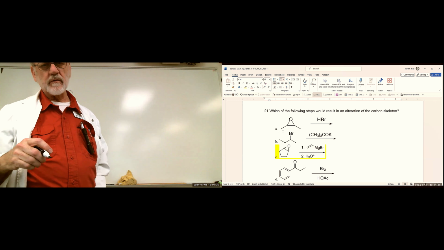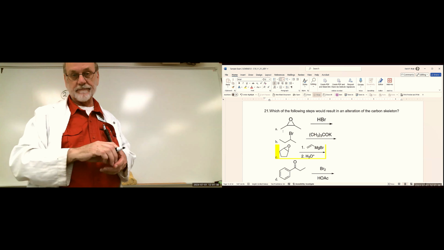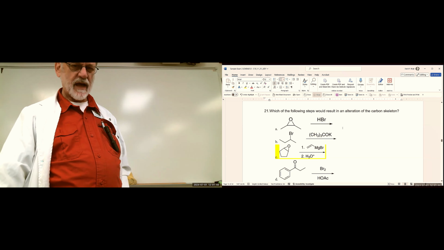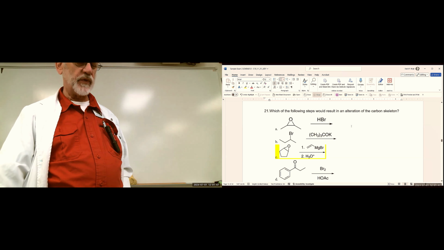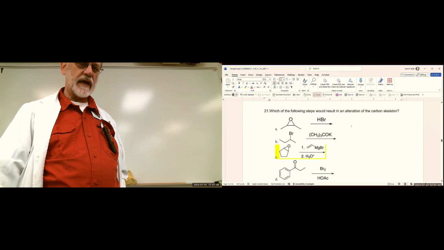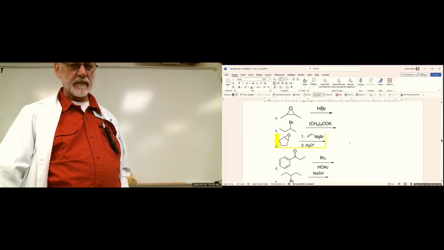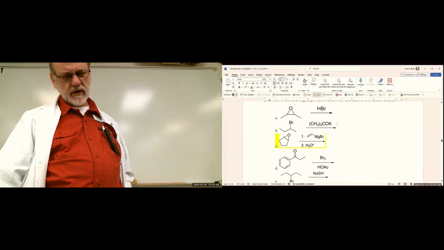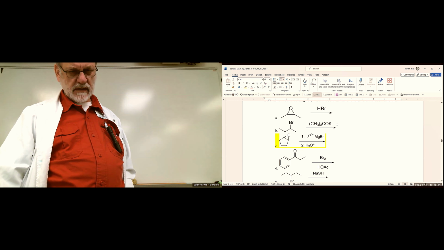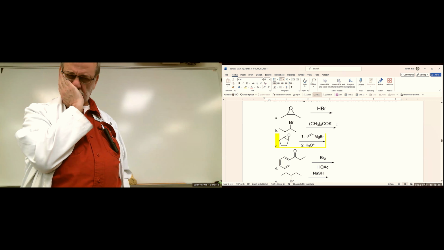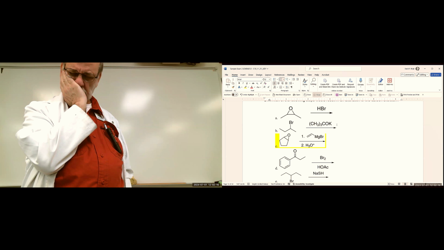Which of the following steps would result in an alteration of the carbon skeleton? All right. The first one is not going to, it's just going to open the ring and brominate. So we're going to have a bromohydrin. The second one is, let's see, tertiary butoxide. That's going to form... What is that one?